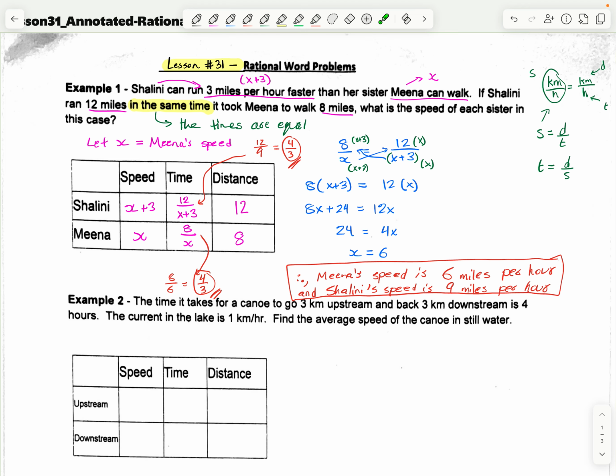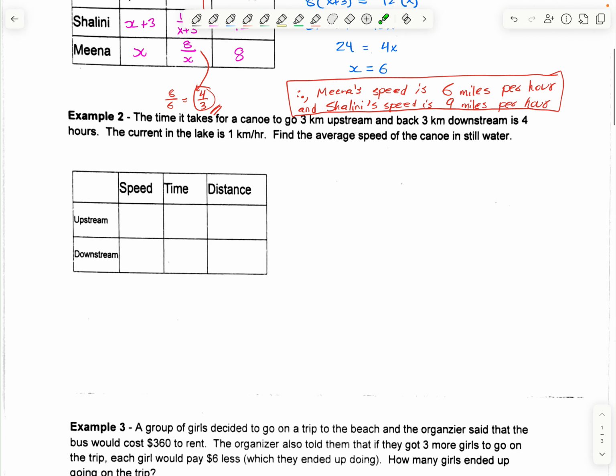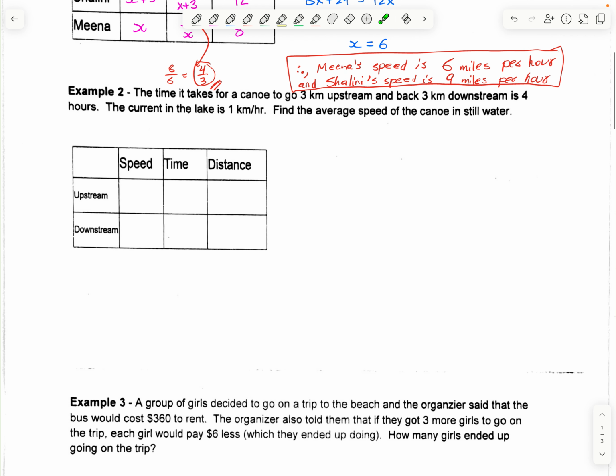Okay, let's move on to number 2 here. So let's read the problem together. The time it takes for a canoe to go 3 kilometers upstream and back 3 kilometers downstream is 4 hours. The current in the lake, so the speed of the water in the lake, is 1 kilometer per hour. Find the average speed of the canoe in still water.